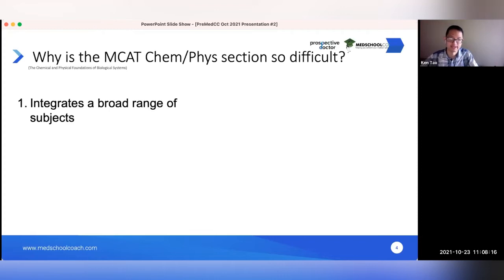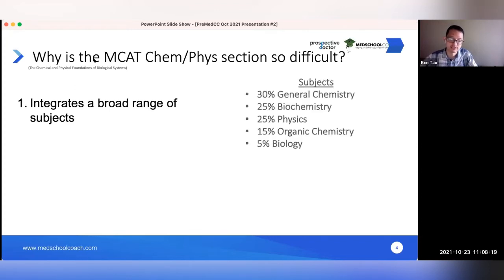Well, number one, it integrates a broad range of subjects. So here's the subject distribution for the Chem Phys section. It's 30% general chemistry, 25% biochemistry, 25% physics, 15% organic chemistry, and 5% biology. And yes, you can say, okay, yeah, looks like quite a lot of subjects.